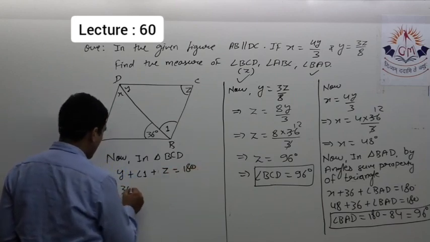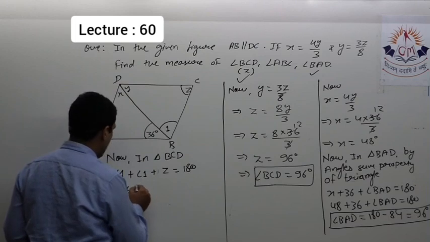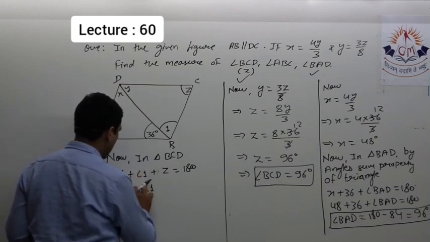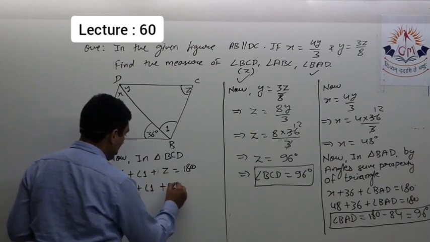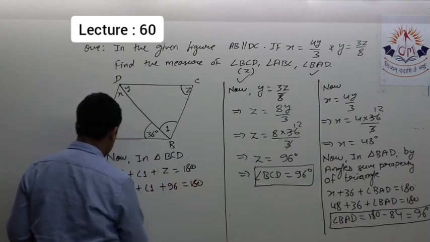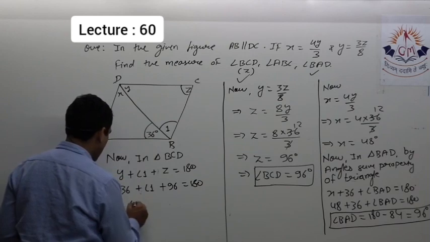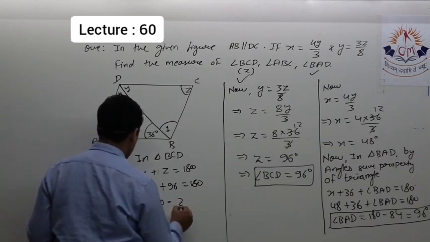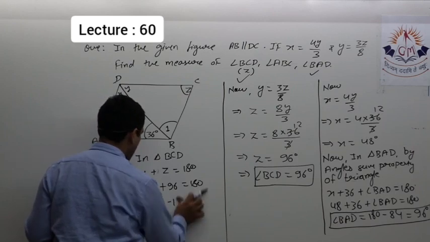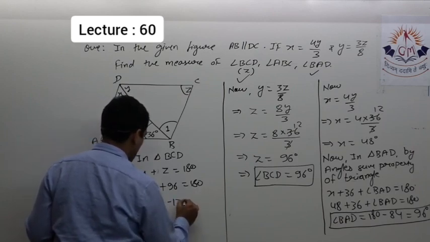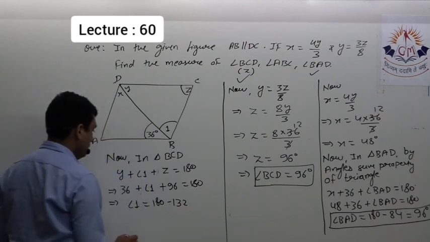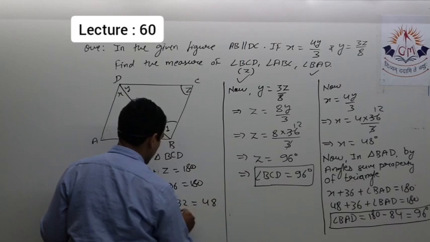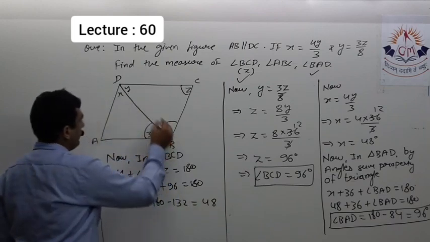y is 36, z is 96, so 36 plus angle 1 plus 96 is equal to 180 degrees. So from here I can say angle 1 is equal to 180 minus 132. Therefore this is equal to 48. So angle 1 is 48 degrees.